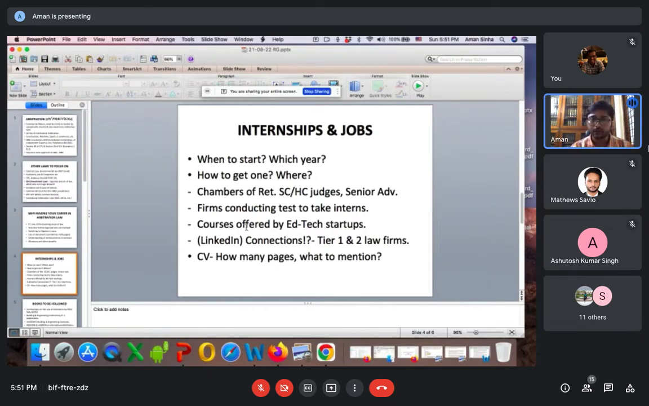And you can start from the first year also. It's nothing as such that you can't start from the first year. But the knowledge of CPC and Evidence will become important. The laws which I have told you before, some laws will become important.